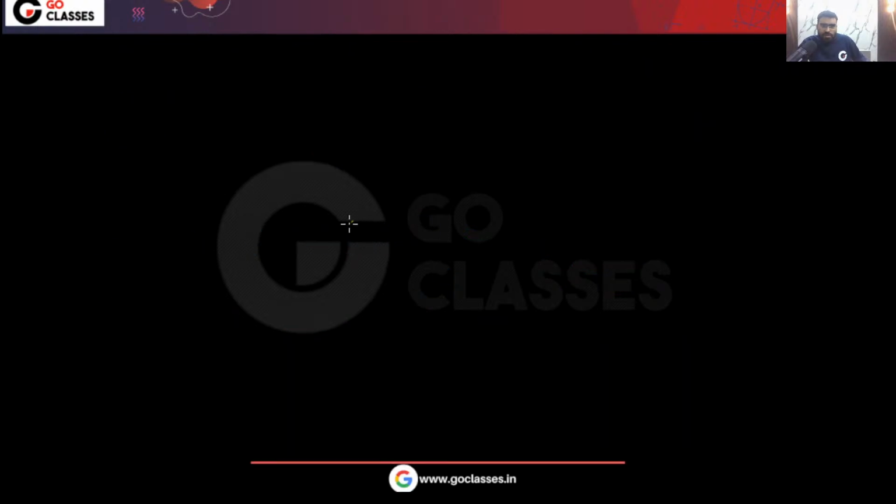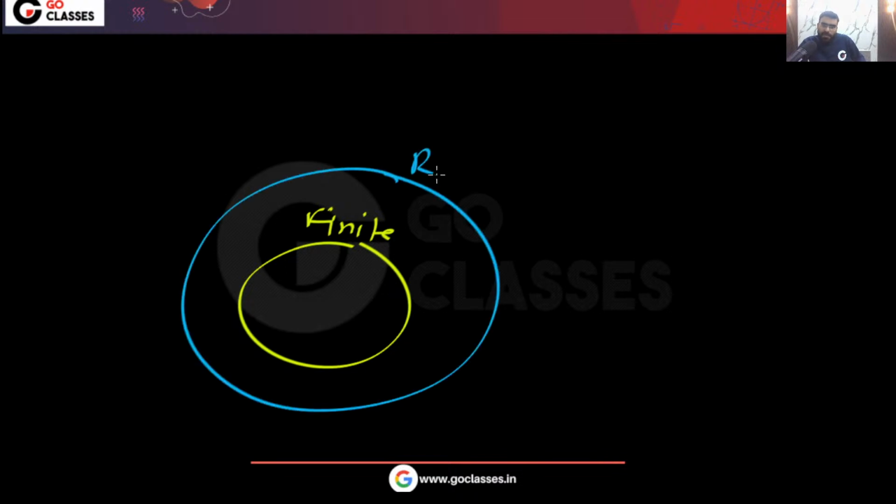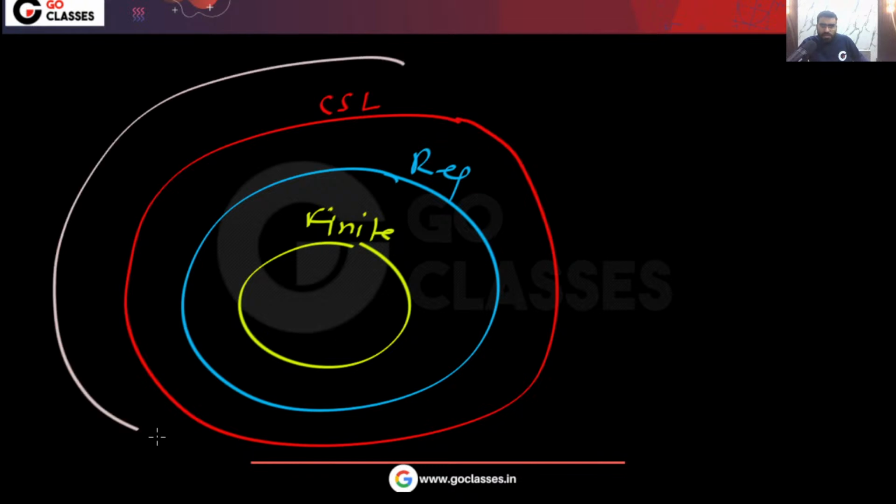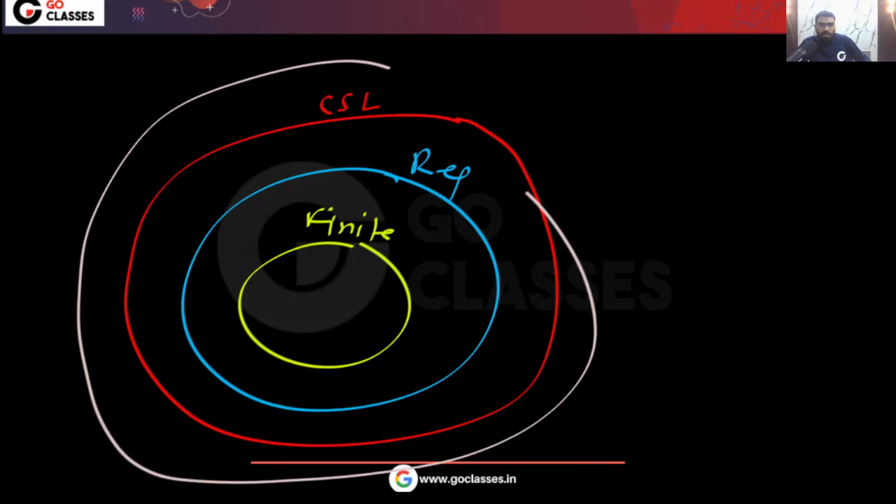Notice, every finite language, these are the finite languages. Every finite language is regular. These are the regular languages. Every regular language is DCFL. Every DCFL is CFL. Every CFL is CSL. Like this, you can see there is CSL, and finally, every CSL is recursive. So this is your decidable.